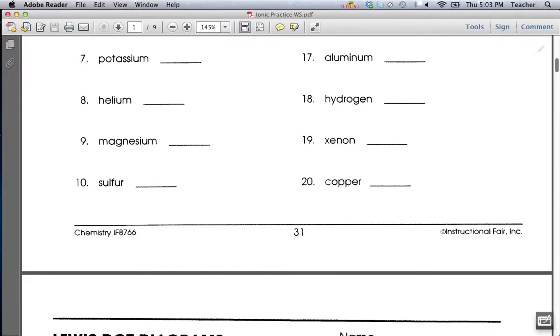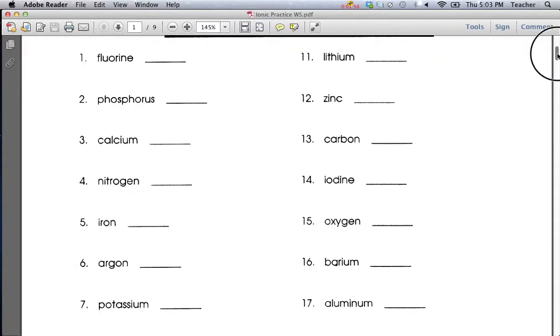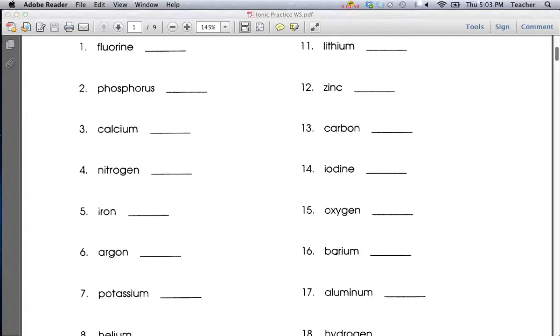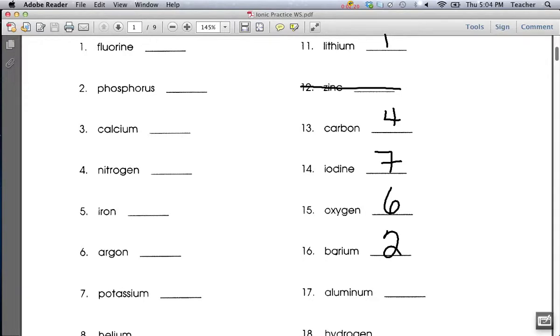Looking now at 11 through 20, I have lithium, and lithium has 1 valence electron. Zinc is another one that we will not find its valence electron. Carbon is in group 14, so it has 4. Iodine is in group 17, so it has 7. Oxygen is in group 16, so it has 6. Barium is in group 2, so it has 2. Aluminum is in group 13, so it has 3.